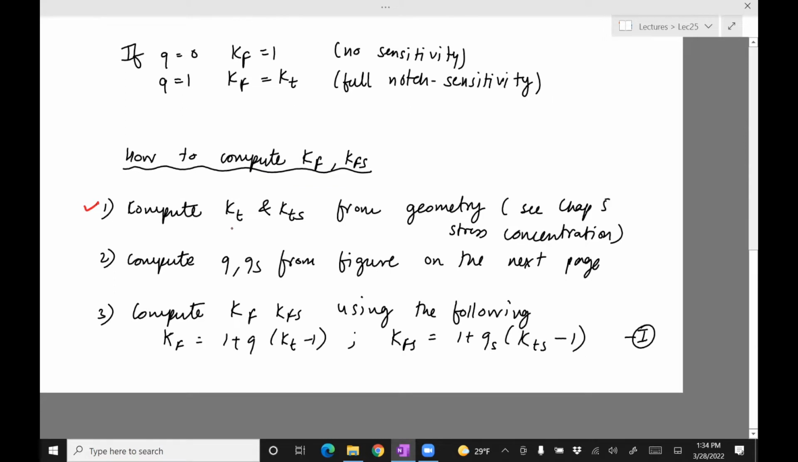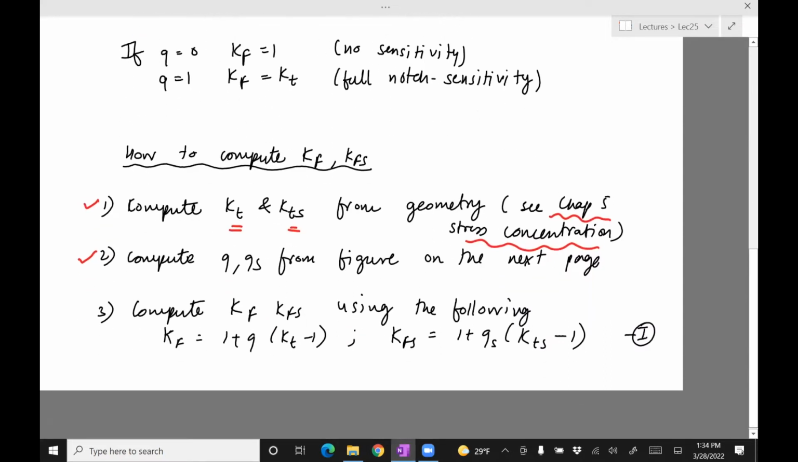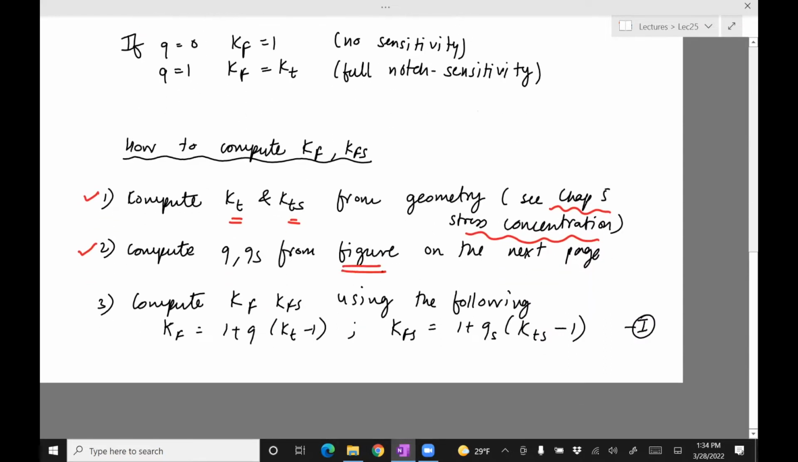You first compute these factors, Kt and Kts. You need to go back to chapter 5, stress concentration. You've seen problems, right? Compute that. Then compute Q and Qs. Qs is something which is provided to you. It's a figure, which I'm going to show you. It's on the next page.